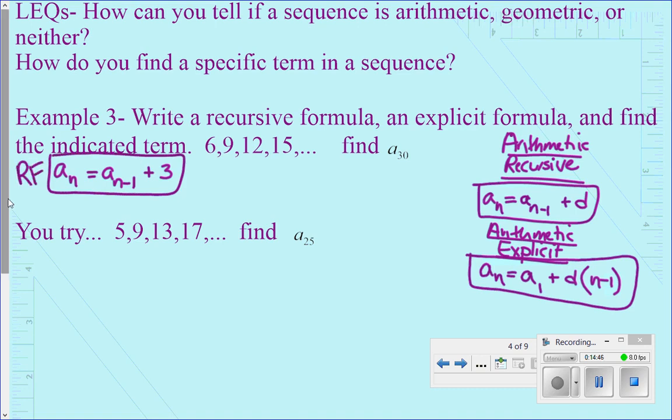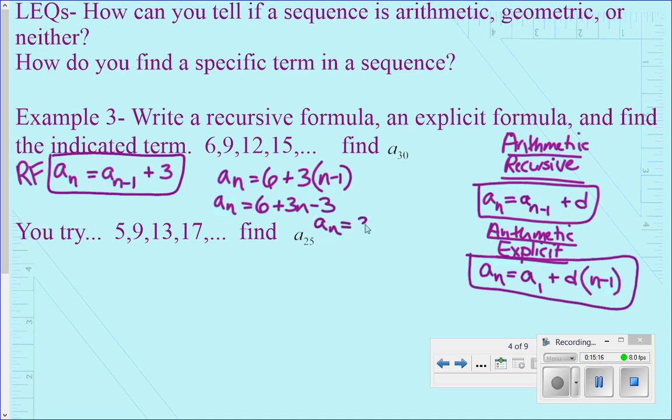Explicit formula, a sub n equals a sub 1, which is the first term, which is 6, plus d we said is 3, times the quantity n minus 1. Now I want to leave n in my equation because otherwise it's not an equation if there's no variables. I do want to simplify that though. I don't want you to leave the unsimplified form. I want you to simplify. So we're going to distribute that 3 and combine like terms, giving us a sub n equals 3n, and then 6 plus negative 3 is positive 3. That is our explicit formula.